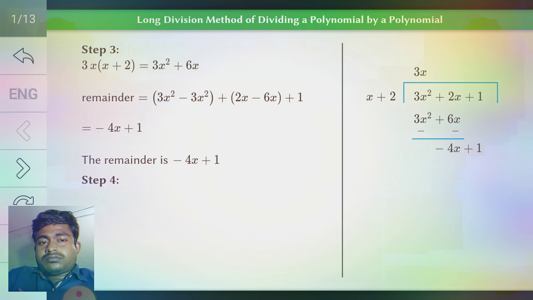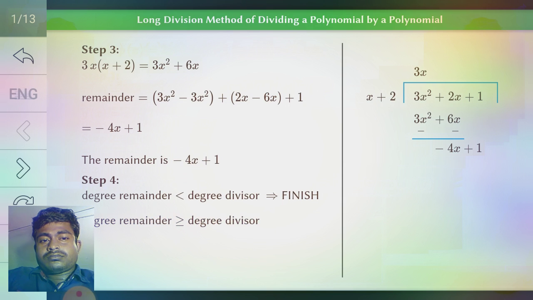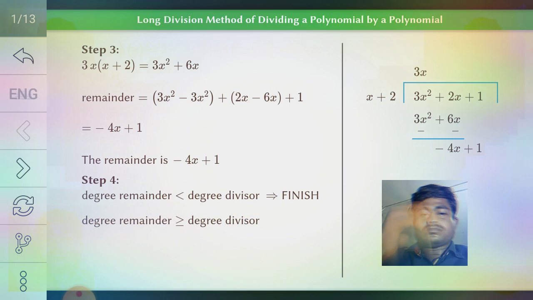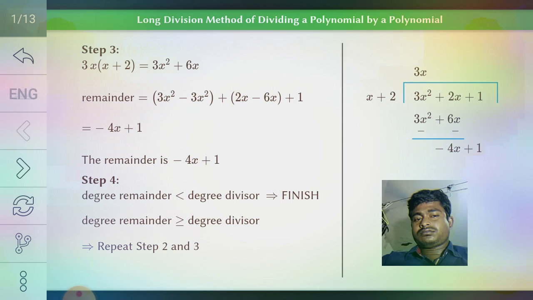Step 4. If the degree of the remainder is less than the degree of the divisor, then no further steps are required. However, if the degree of the remainder is not less than the degree of the divisor, then consider the remainder obtained in step 3 as the new dividend. The divisor remains the same. Repeat step 2 and step 3.